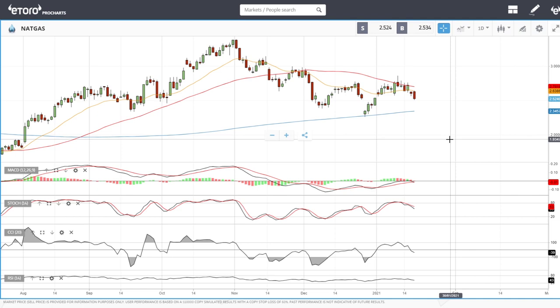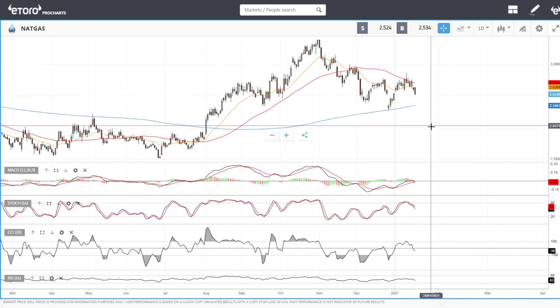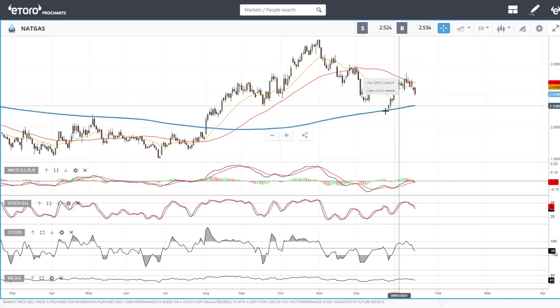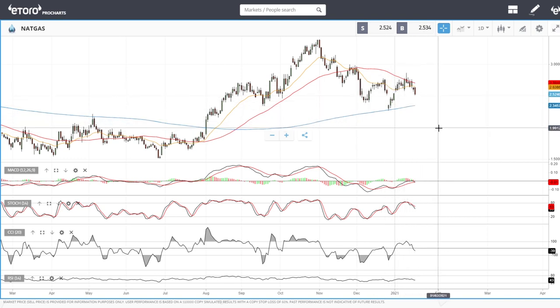If the 200 moving average breaks, that opens the door all the way down to $2 for natural gas. So keep an eye out. If this breaks, then we're going all the way down to 2. I have no interest in buying this whatsoever at this point. If it breaks the 200 moving average, I'll probably start shorting this. So let's look at copper.